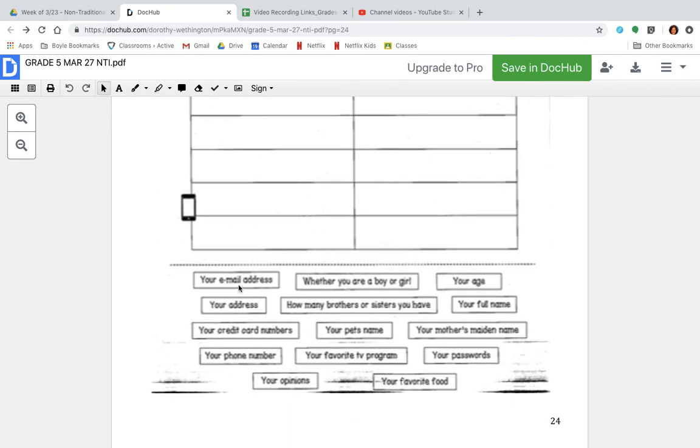Your email address, whether you are a boy or a girl, your age, your full name, how many brothers or sisters you have, your address, your credit cards, your pet's name, your mother's maiden name, your passwords, your favorite TV program, your phone number, your opinions, and your favorite food.